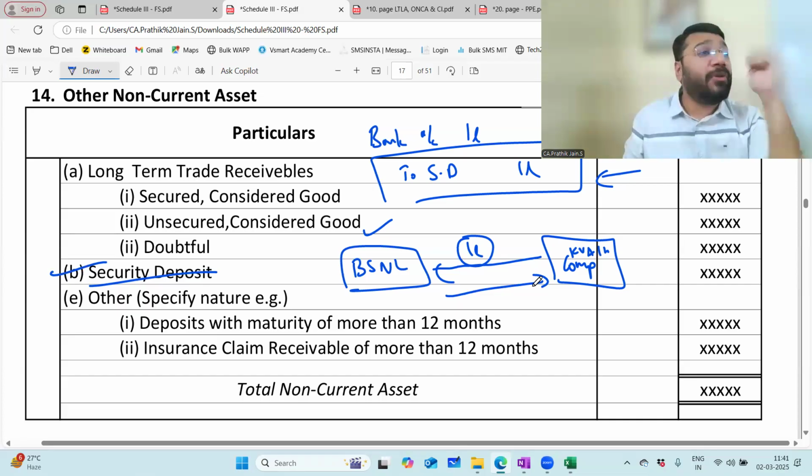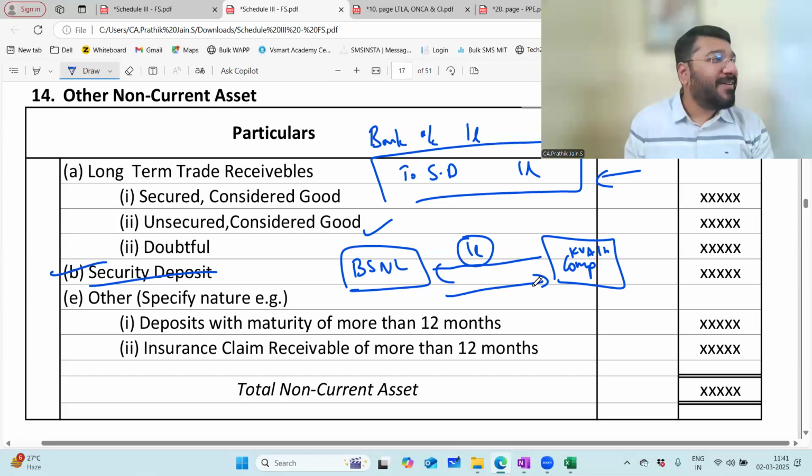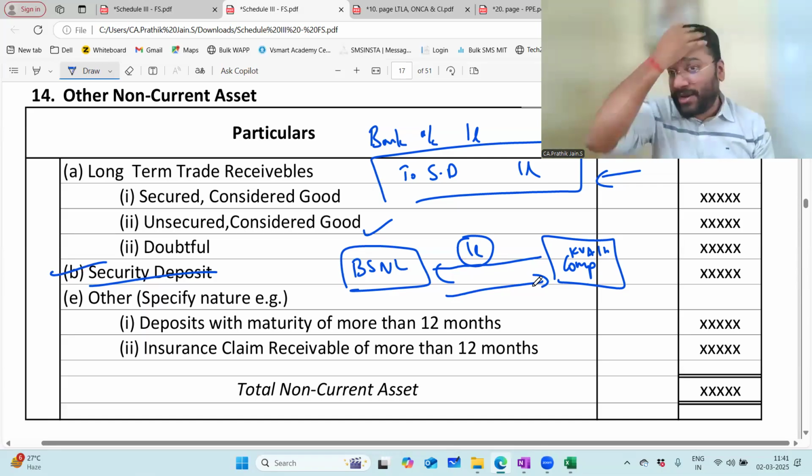In long-term liability, where will you classify this? I don't know. You think and decide and tell me. You're asking me?